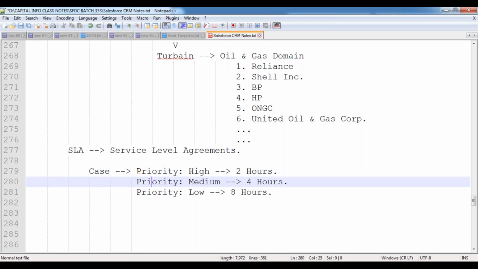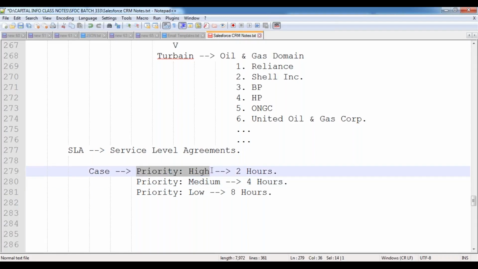Suppose the priority is high, that means there is a major problem in the product. Priority means how fast you have to resolve it. High means please respond immediately. Please try to resolve the problem immediately, within 2 hours.